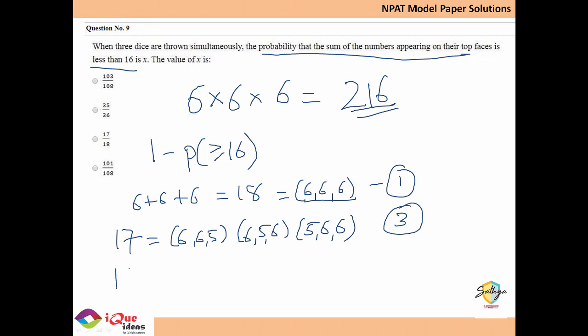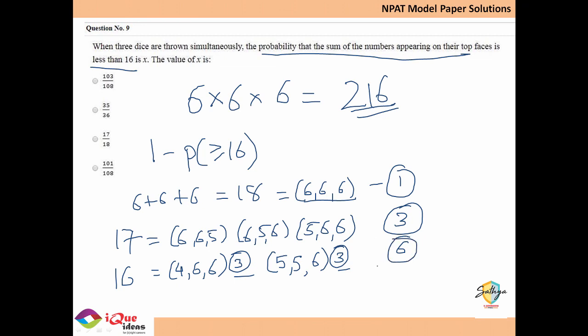Now, what is the probability that the sum is 16? So one of them can be 4 and the other 2 can be 6s. And this can be done as 466, 646 or 664, that is 3 ways. Or I can have a 5, another 5 and 6. So 556, 565 or 655, 3 ways in which this can be done. There is no other combination which can give you 16, right? So 3 plus 3, total 6 ways in which 16 can come. So for 18, 17 and 16, there are 10 ways in which they can come.